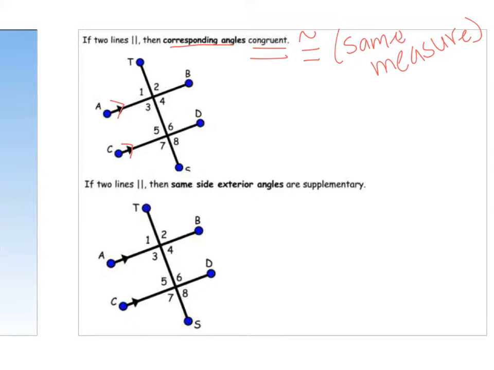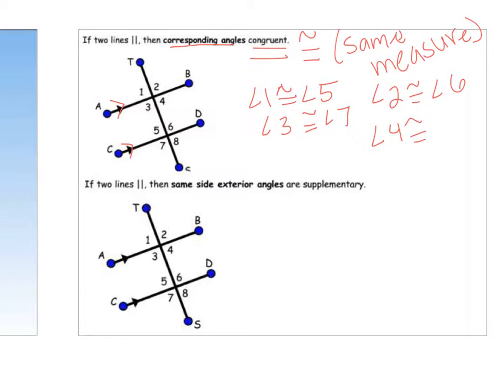So if I'm looking here, what are my corresponding angles? Angle 1, remember, same side of the transversal in the same position. So angle 1 would be congruent with angle 5. Angle 3 would be congruent with angle 7. Angle 2 would be congruent with angle 6. And angle 4 would be congruent with angle 8.